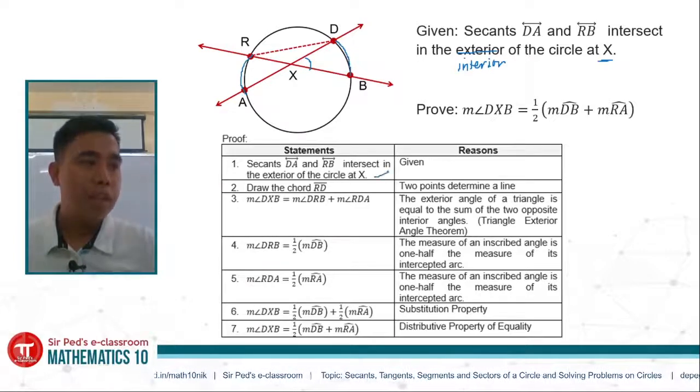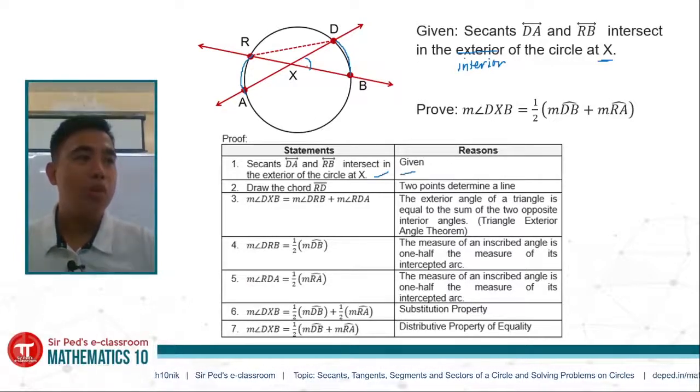So our given, reason: given. We connect our point D and point R. So 2 points determine a line. The measure of angle DXB is equal to the measure of angle DRB, this one, plus the measure of angle RDA, this one. So, that is the triangle exterior angle theorem, like the one we had earlier with 1, 2, and 3.